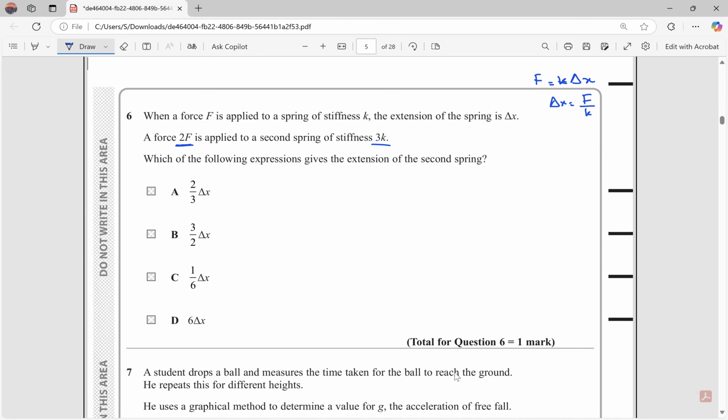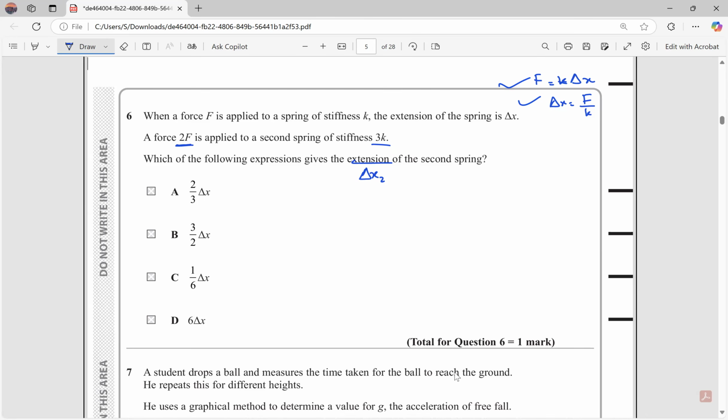Now we're trying to find the new extension. Okay, let's call it delta x2. This is a common type of question in like every physics exam in the world. They give you general information about a formula, and then they change the values. Like they'll tell you the force is doubled or tripled or quadrupled, and then something else also changes, and then how would extension or something change? So the way to do it is to write the original formula as I did here.